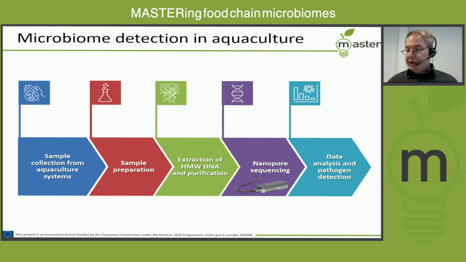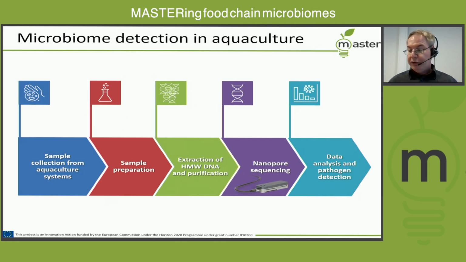In master, we developed a rapid protocol for pathogen detection and microbiome screening that allows for the early detection and prevention of diseases in the aquaculture industry. Through trials, adjustments, and improvements of the sample preparation method, which is a crucial part of the detection system, we were able to obtain high-quality DNA that could be successfully sequenced by the nanopore system.